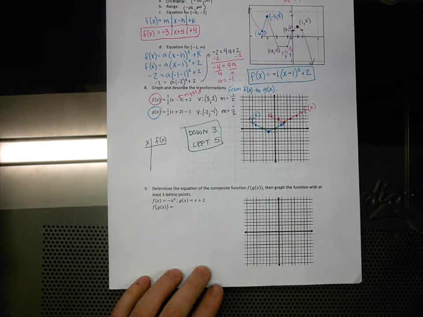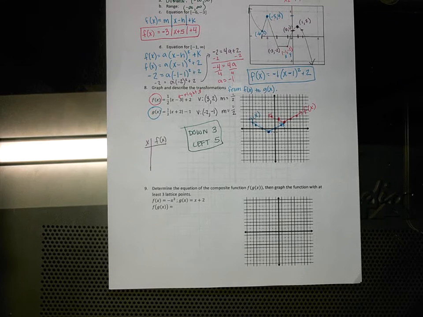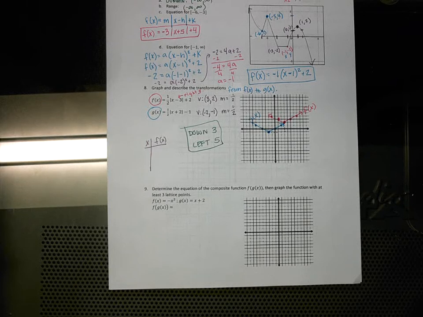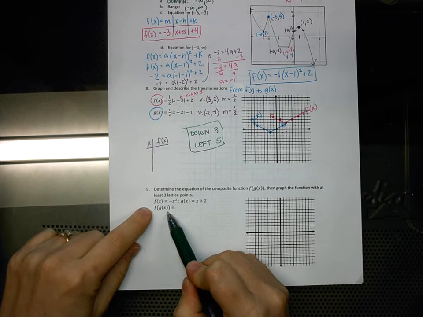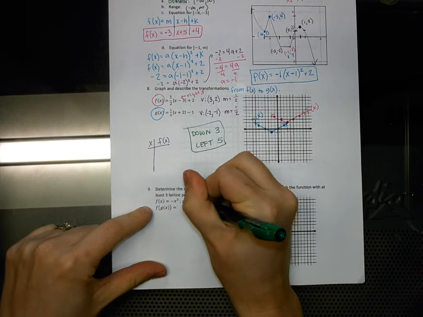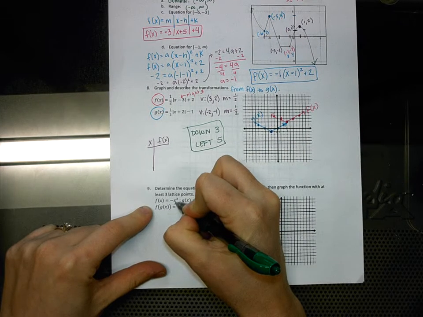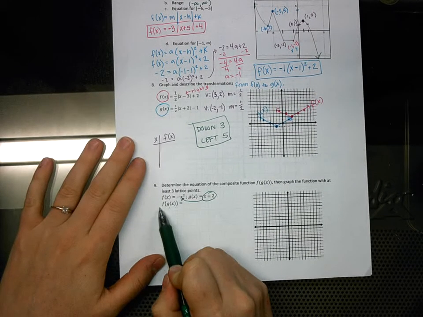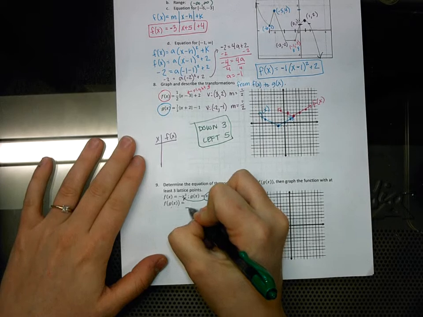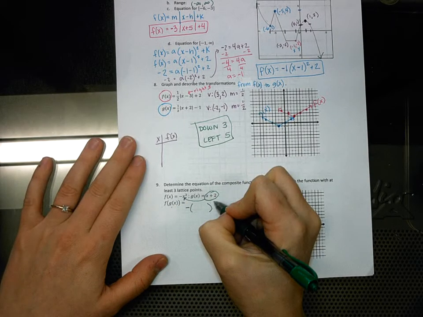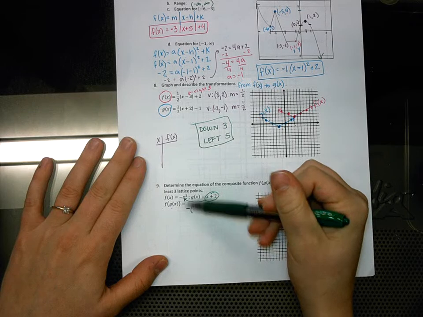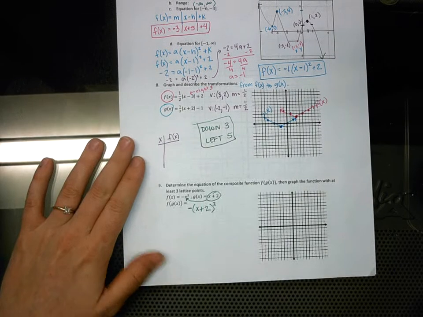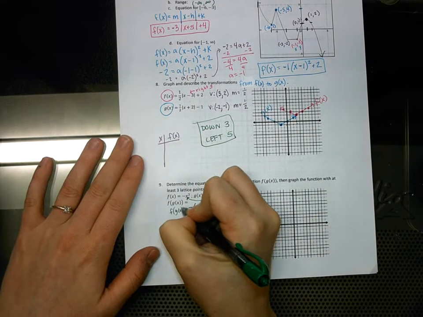Number 9, determine the equation of the composite function f of g of x, then graph the function with at least 3 lattice points. So right here, f of g of x is you're taking g of x and you're plugging it in for x into the f of x equation. Okay, so the g is inside the f. So we get negative, and we're going to use parentheses wherever we plug in a value. Negative x squared means we plug in the x plus 2 where we see the x. F of g of x is negative x plus 2 squared.